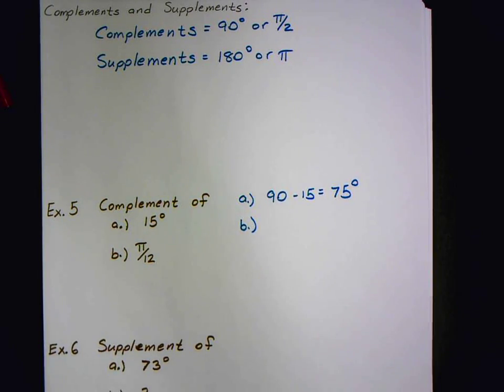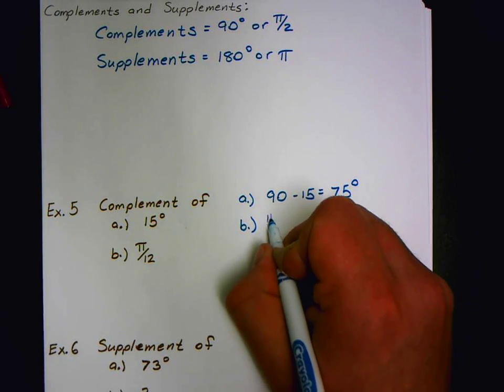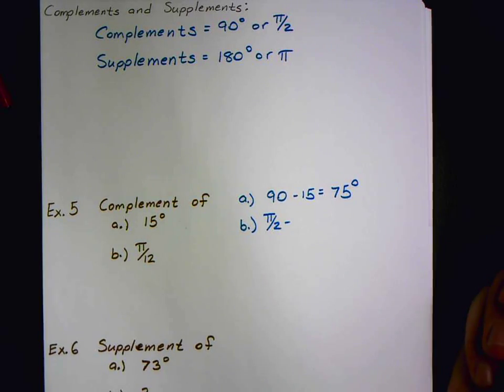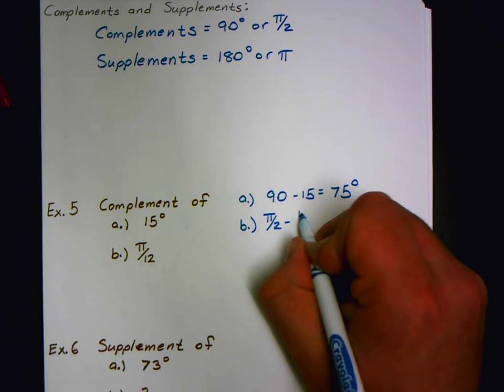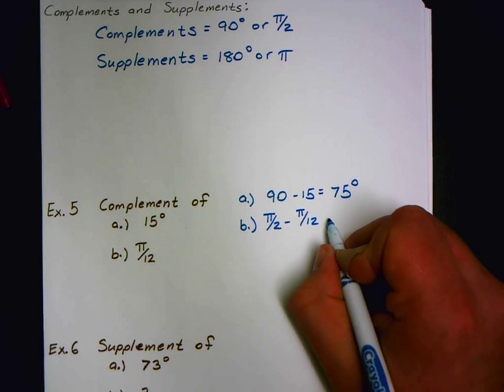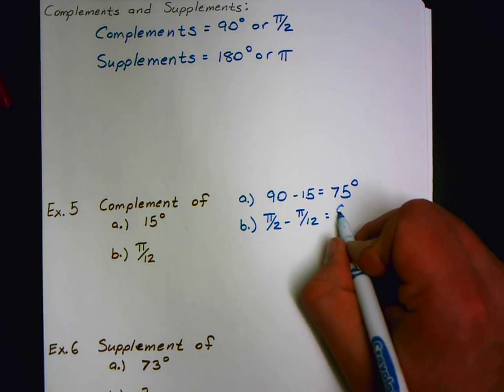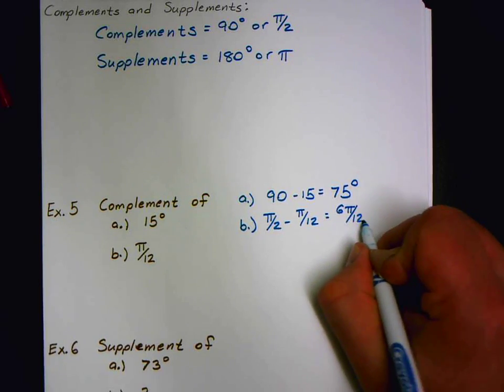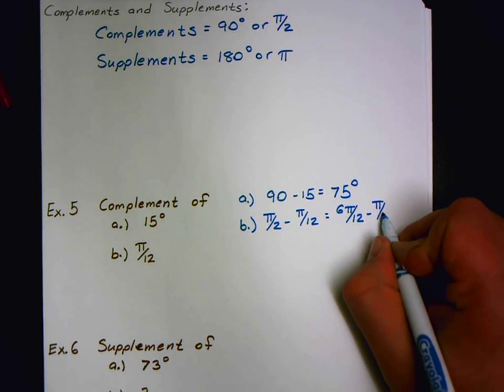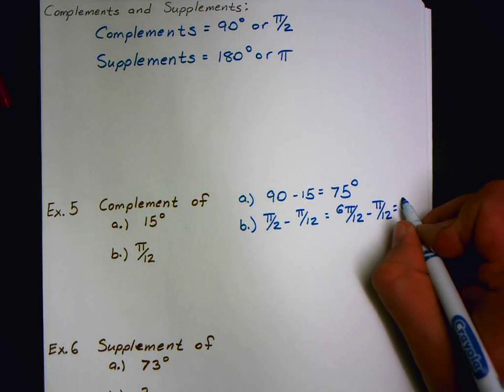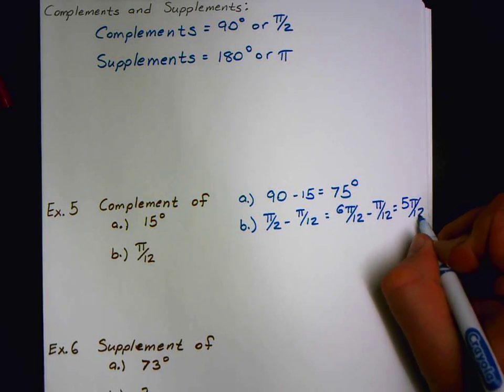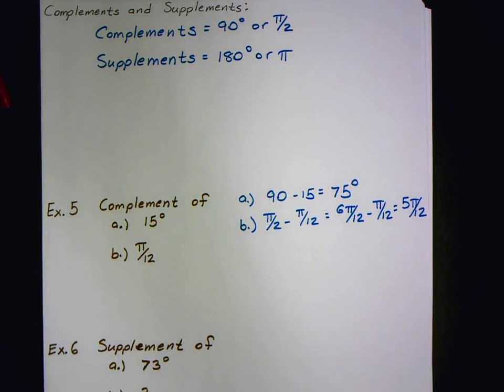Okay, so for part B, how do I find the complement of pi over 12? Pi over 2 minus pi over 12. Okay, pi over 2 in 12ths would be 6 pi over 12. So it'd be 5 pi over 12.